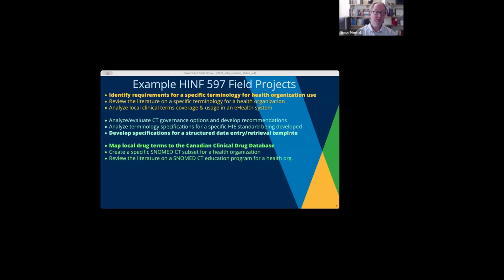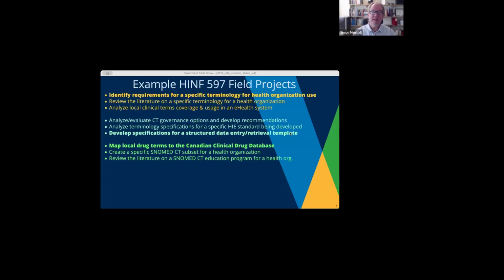A third example is to map local drug terms to the Canadian Clinical Drug Database. Mapping is one of the key areas of health information standards. As there are many standards around, and there are many older standards around that may not be used anymore, how do you map from one system to another system? How do you map from a homegrown system that your family doctor has used into standardized coding? How would you do something like that?